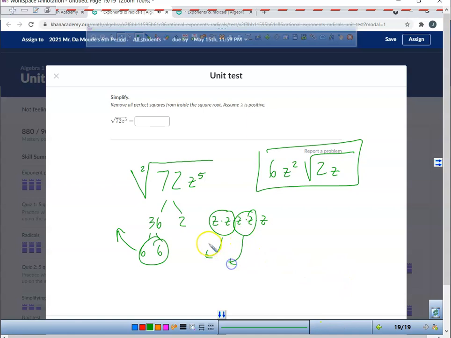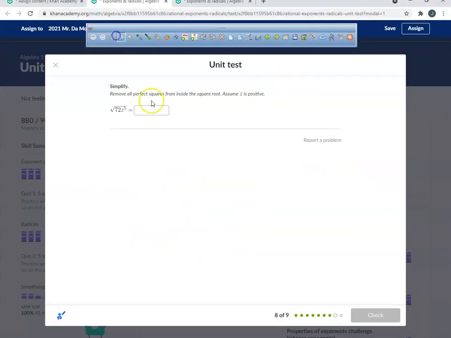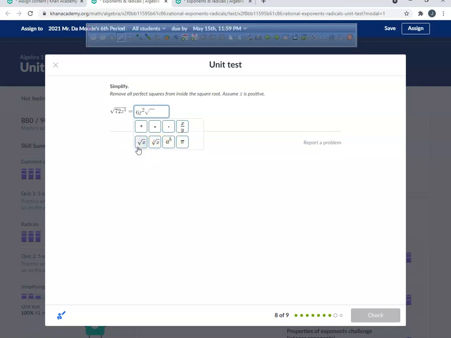So understand, whenever you get a pair, you can pull that out of the radical. So 6z squared, radical 2z.